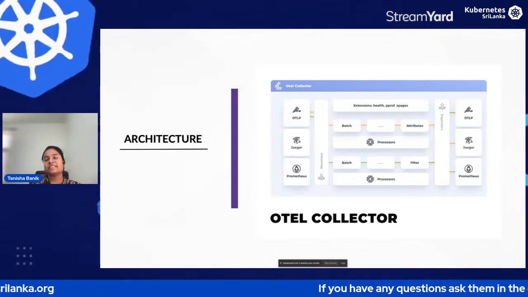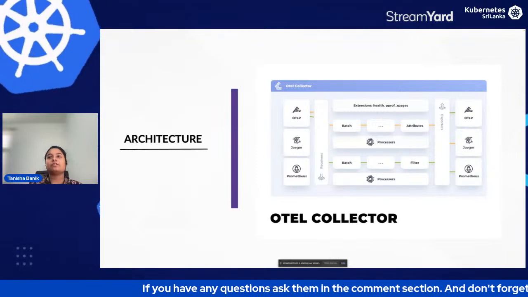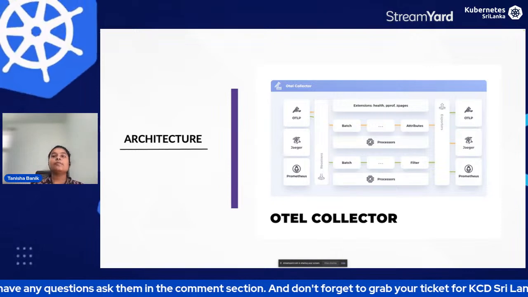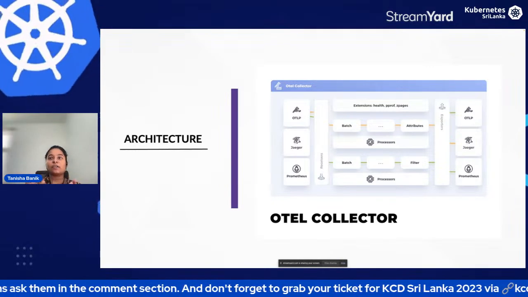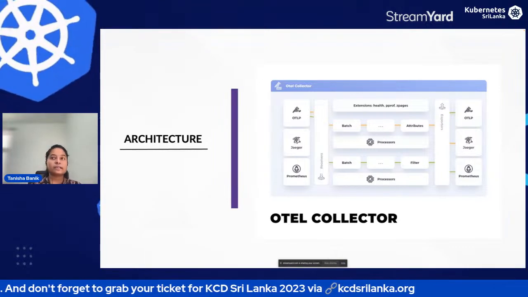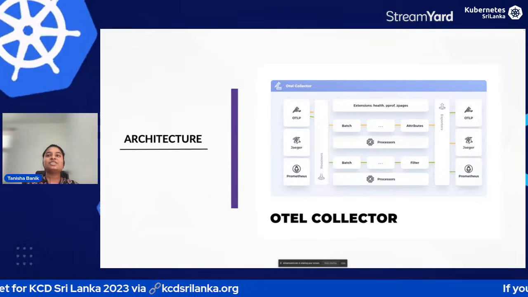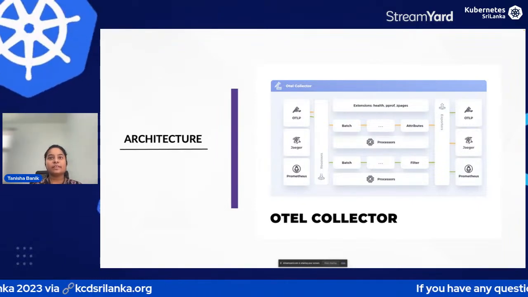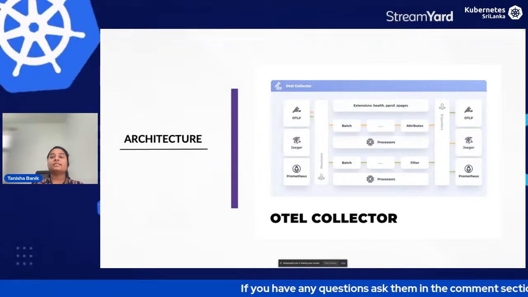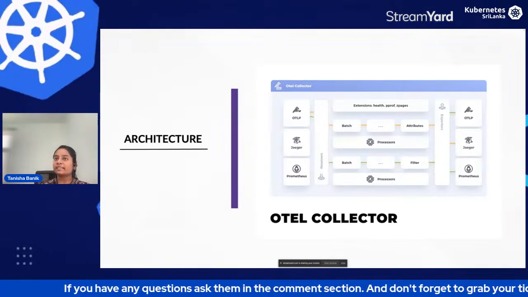Processors are basically for when you need to do any kind of manipulation on your data, like batch it, filter it, or add other attributes. That can be done with the help of processors. These are optional in the pipeline. You can put a processor or not, depending on your business requirements. Extensions check whether your OpenTelemetry collector is able to collect the logs, traces, or metrics, and whether it's reachable from a particular endpoint. All these things are taken care of by the extensions.